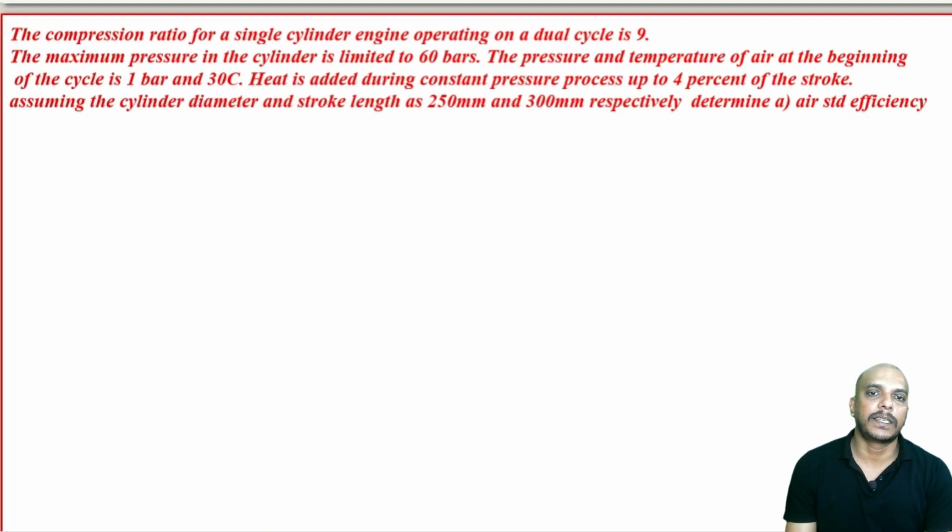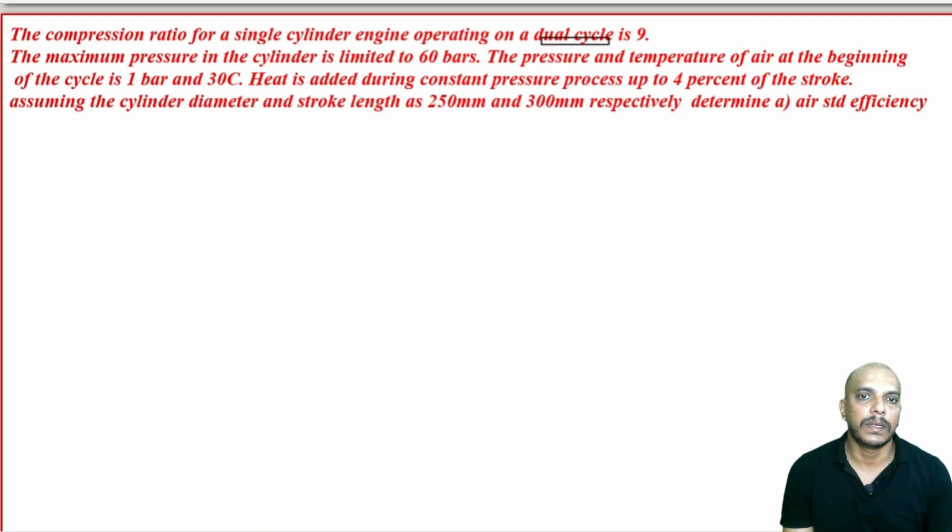In this video, let us take one more problem on dual cycle. Now, let us read the problem. The compression ratio for a single cylinder engine operating on a dual cycle is 9.